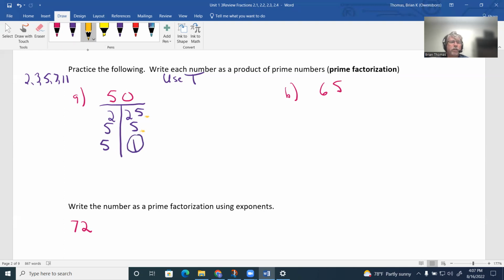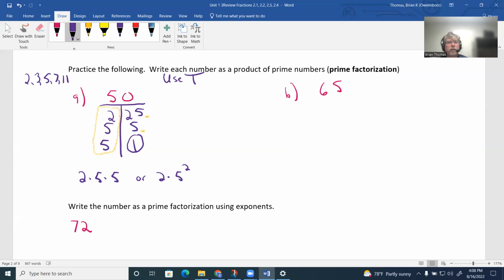My prime factorization is actually this product over here. So if I write those numbers as a product, I've got my prime factorization. So 5 times 5 would be my prime factorization. Or we could also write this as 5 to the power 2, since there's two fives there.